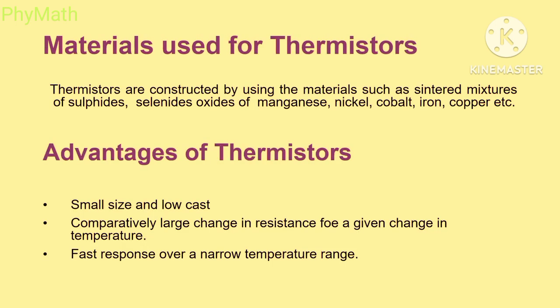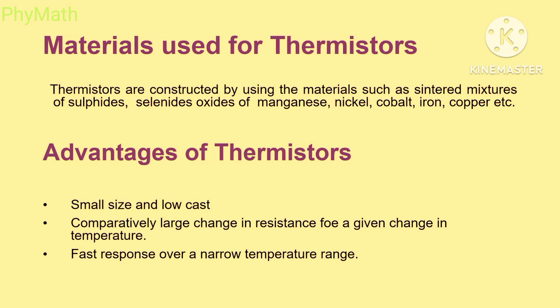Then which are the different materials used for the construction of a thermistor? Thermistors are constructed using materials such as a mixture of sulfides, selenides, and oxides of manganese, nickel, cobalt, iron, copper, etc. All these semiconductor materials are used in the construction of thermistors, and all these semiconductor materials have a negative temperature coefficient.